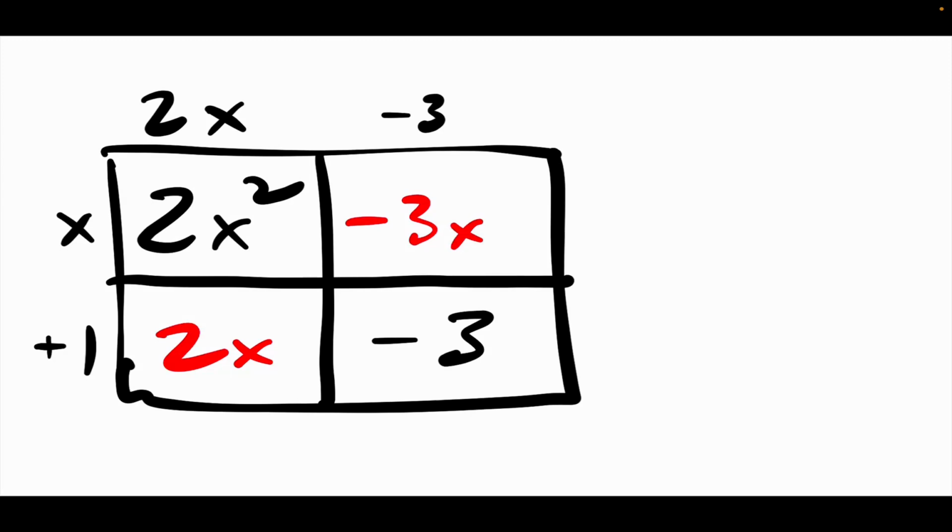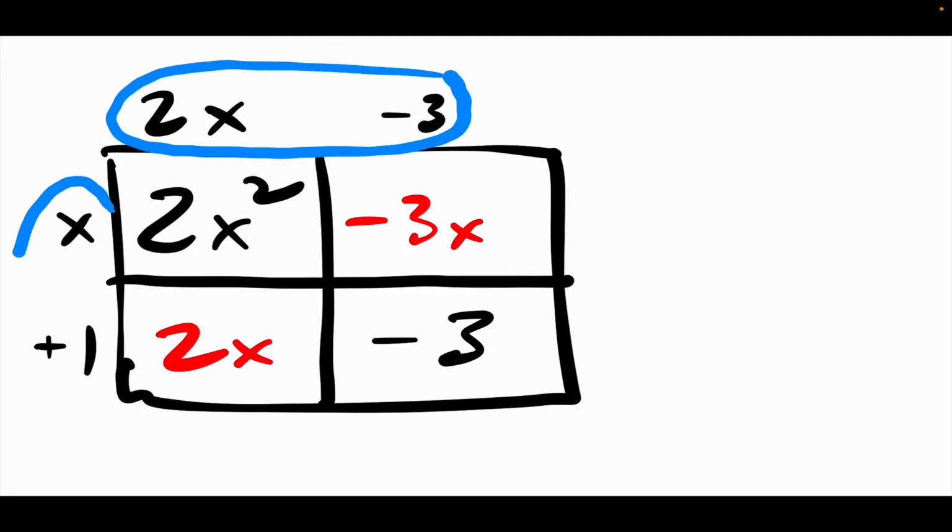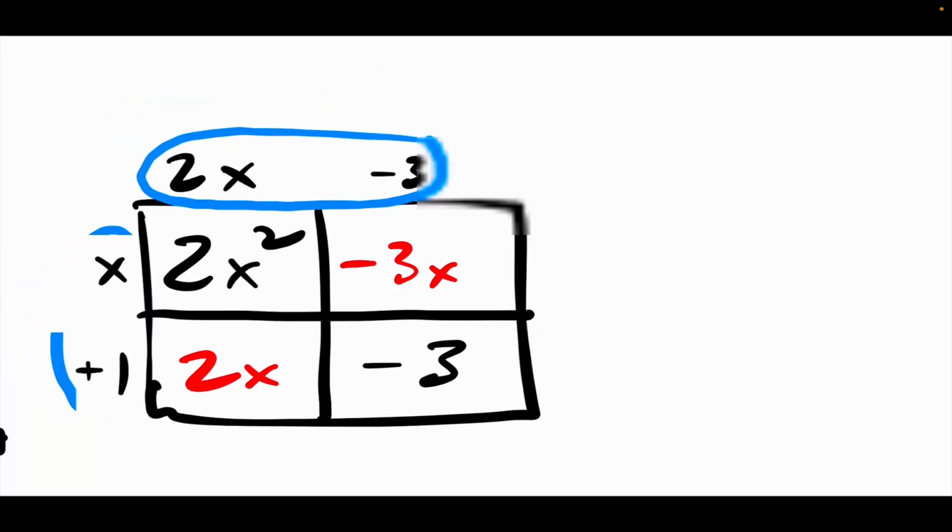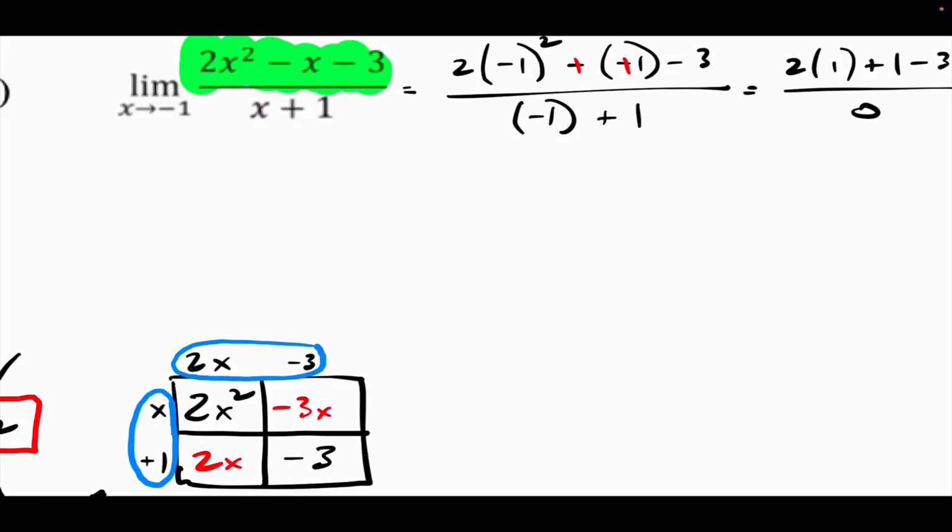So what that leaves you with is two factored terms. Here's one of them. Here's the other one. So let's go rewrite it. So I'm going to go rewrite the problem. The limit as x approaches -1, the top is 2x minus 3 times x plus 1. Those two are factors. 2x minus 3 and x plus 1 are factors of the green.